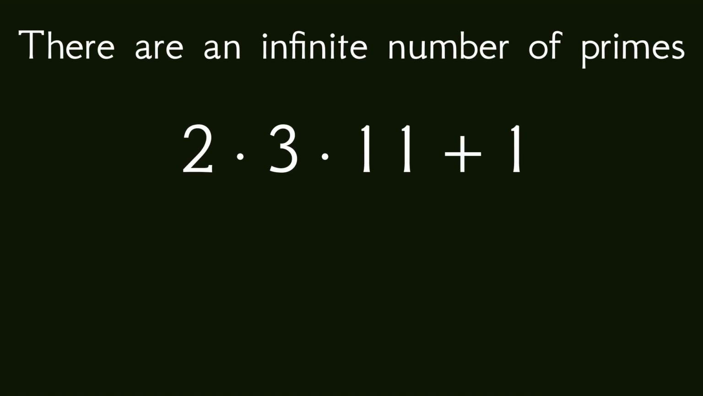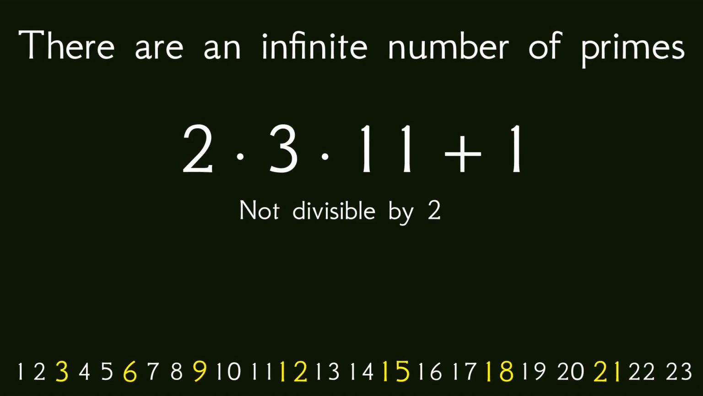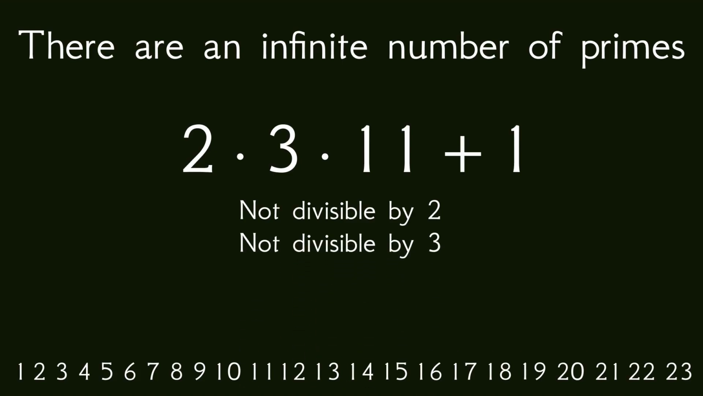Well, for starters, this new number is not going to be divisible by 2. We know this because every other number is divisible by 2. So if we started with something that is divisible by 2 and then add 1, then we're gonna wind up at something that isn't divisible by 2. Similarly, every third number is divisible by 3, right? So if we started with something divisible by 3 and add 1, then we're gonna get something that isn't divisible by 3. And of course, it's not gonna be divisible by 11 either, because every 11th number is divisible by 11.